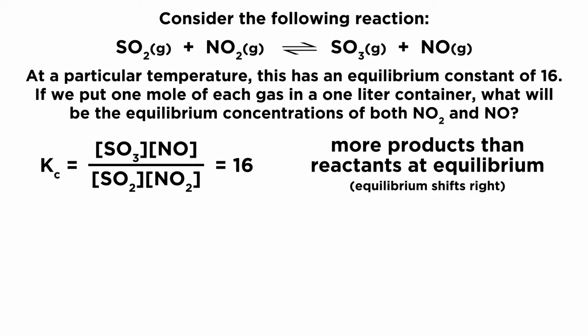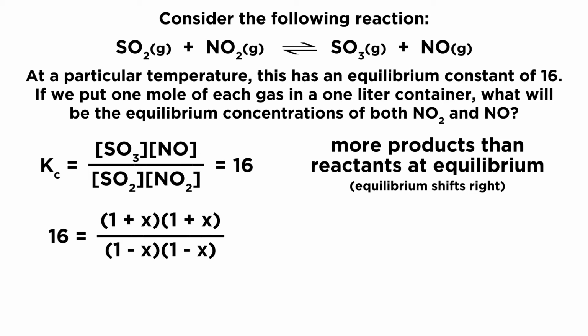And so that's important because we have to know which way this is going to shift. If we put 1 mole of each gas in the container, is this going to go to the right? Or is it going to go to the left? And because the equilibrium constant is 16, we know that it is going to go to the right. There's going to be more products than reactants at equilibrium.